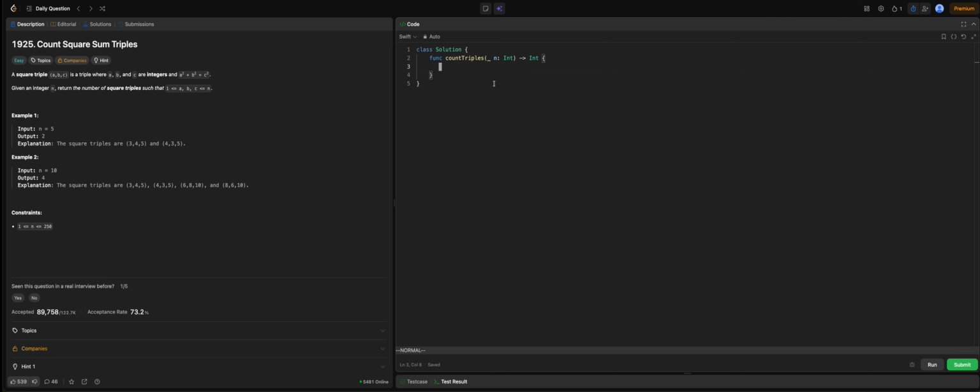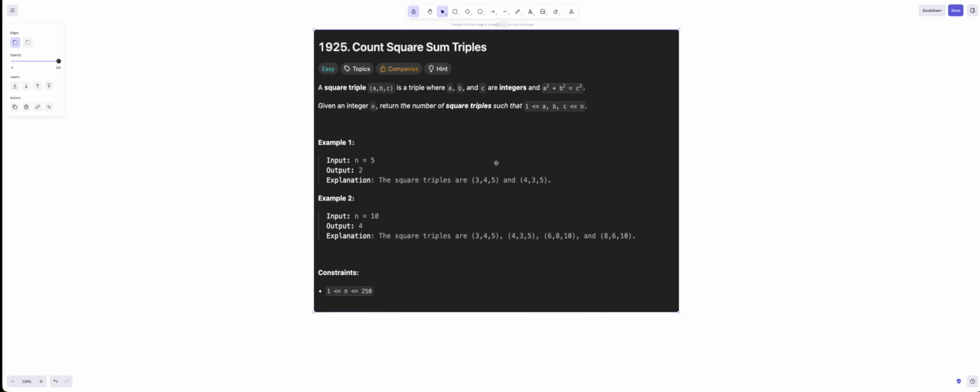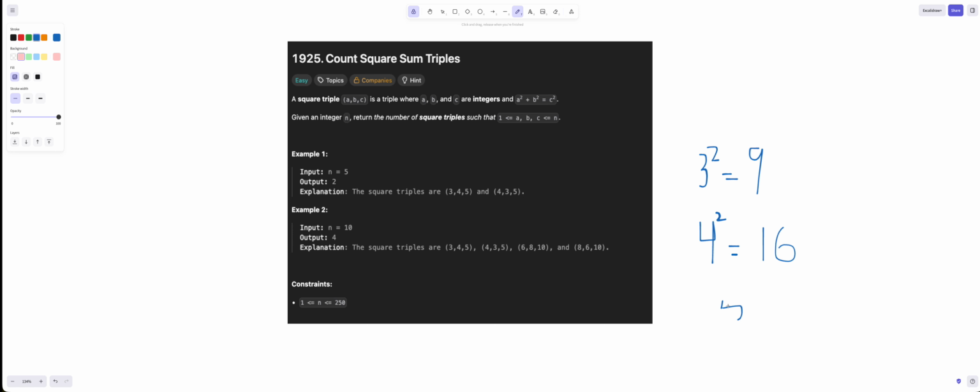So let's try to understand the problem real quick. Let's run through the examples one by one. We're given 3, 4, 5. That means 3 squared, which is 9, 4 squared, which is 16. Sorry for the very ugly drawing. And then 5 squared, which is 25. So technically that means 16 plus 9 is equal to 25. That is the first way.